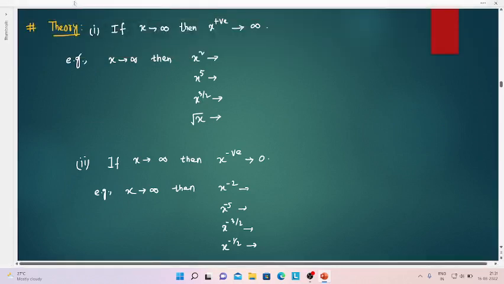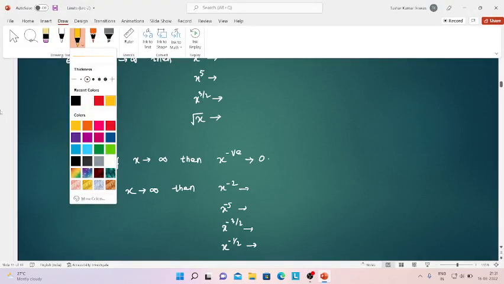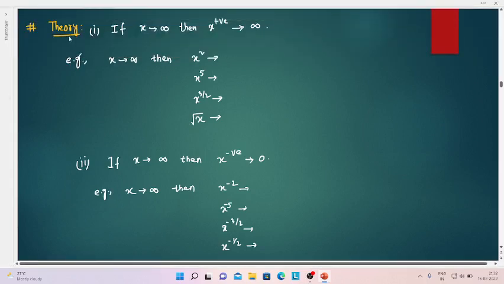There are some theorems here, which are very important. We have already discussed some limits when x approaches some finite real number. It may be x approaching 2, 5, 10, -5, or 1000. These are all finite numbers. In this slide, we'll discuss when x approaches infinity.